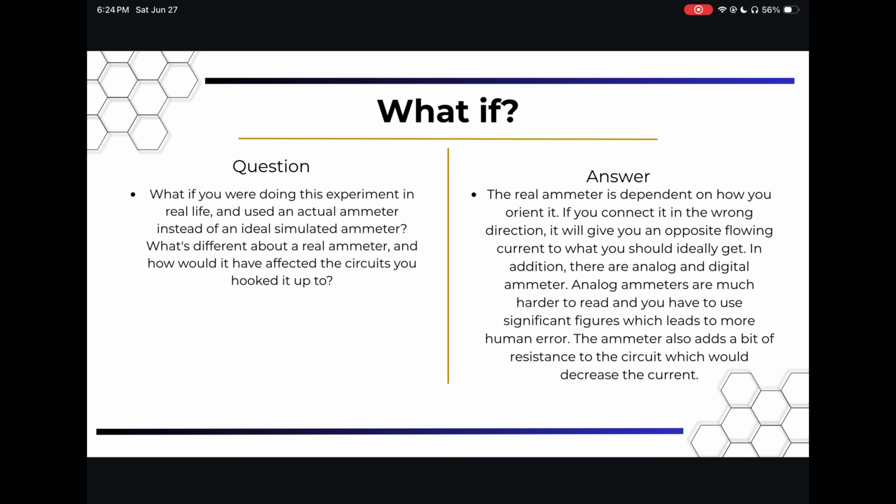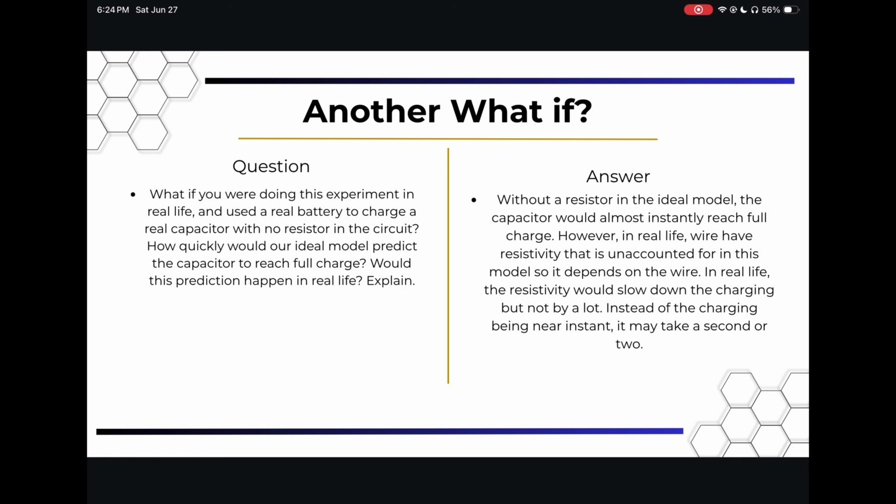And then another what-if is if we used a real battery and a real capacitor with no resistance, how does the ideal model predict it, and how does it look in real life? In our ideal model, the capacitor would charge almost instantly. However, in real life, wires have resistivity, so you would see it slow down, not a significant amount, but the charging would be slower in a real-life model.